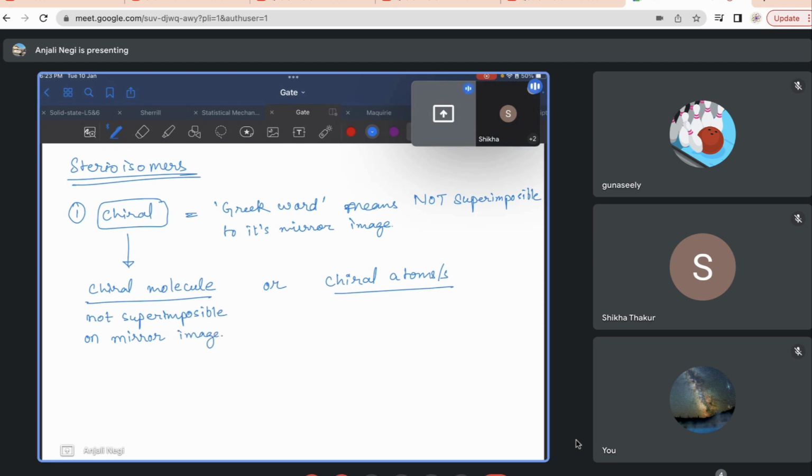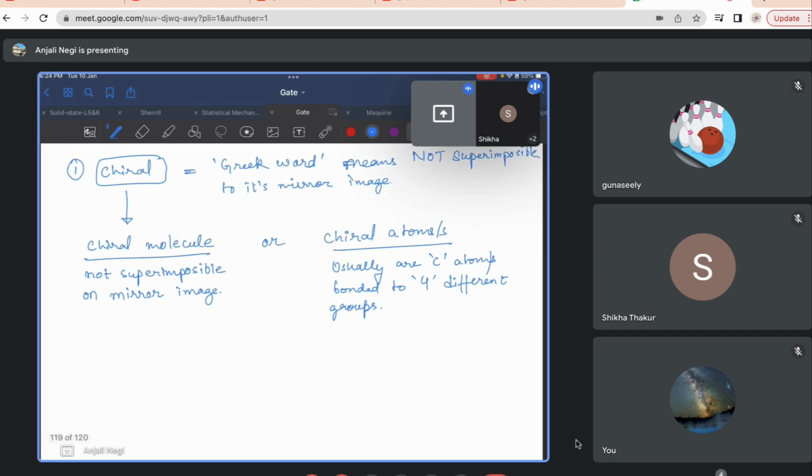When I am talking about a chiral atom or chiral atoms, usually this stereoisomer and chirality concept is applied to organic molecules, which have carbon as the backbone element. So usually there are carbon atoms bonded to four different groups. So this is the number one keyword that we should get introduced to.